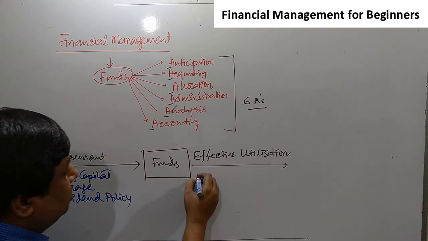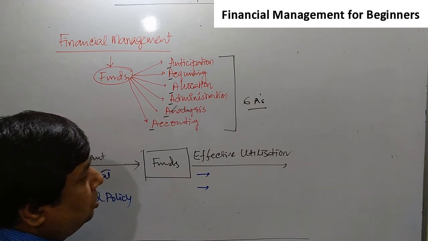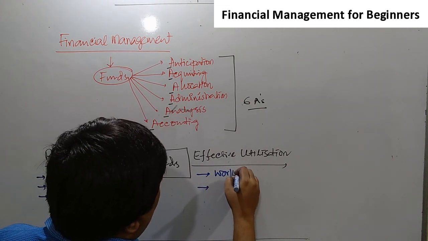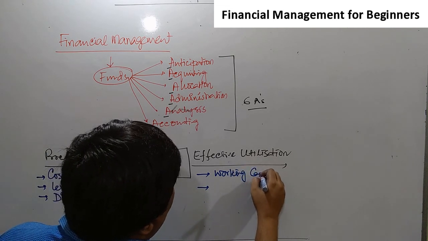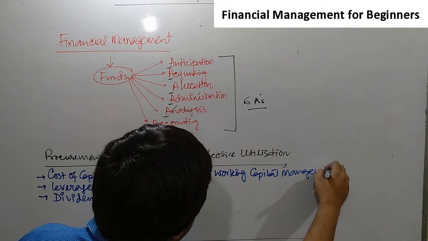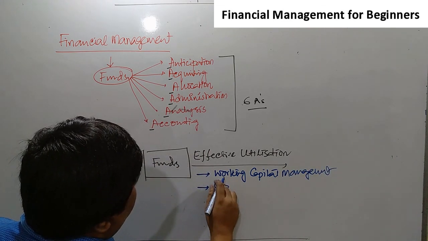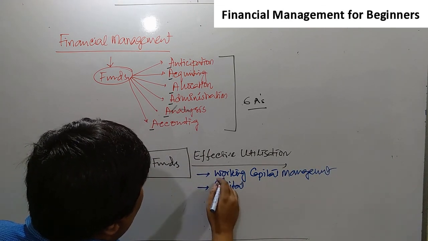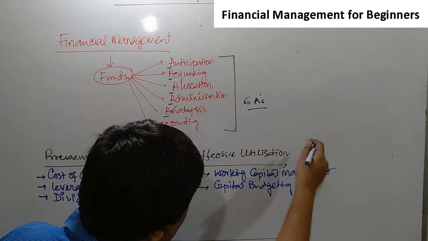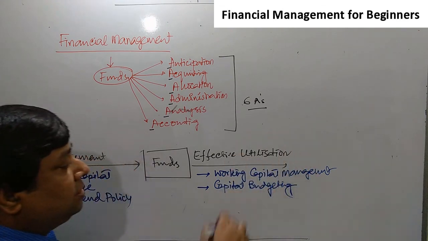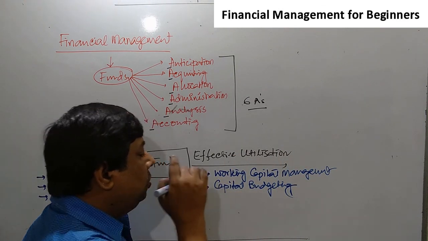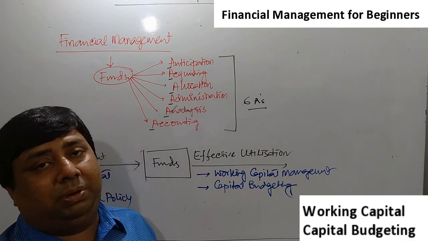Similarly, in case of effective utilization of funds also, I must mention two particular parts. One is working capital management, another one is capital budgeting. Mostly in case of effective utilization of funds, we should emphasize these two topics, working capital and capital budgeting.